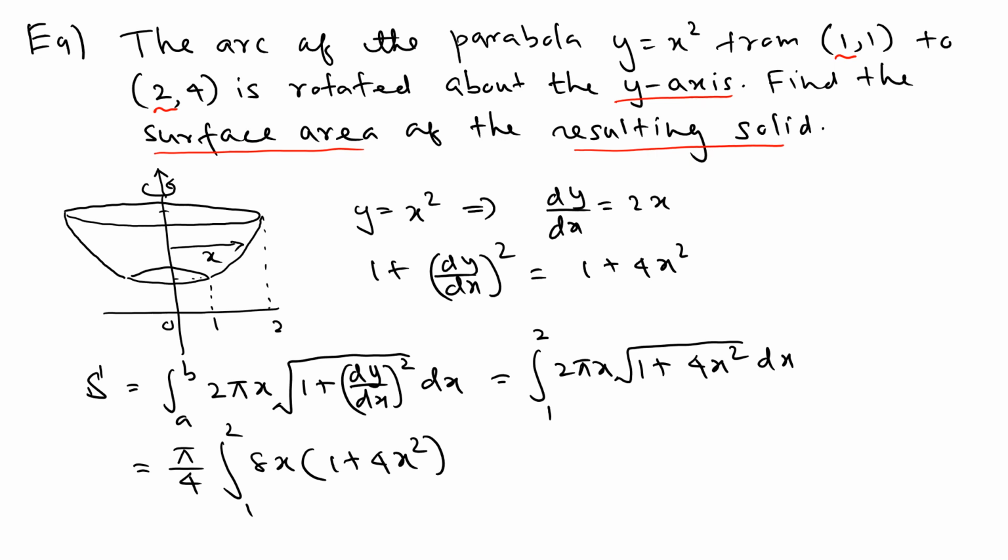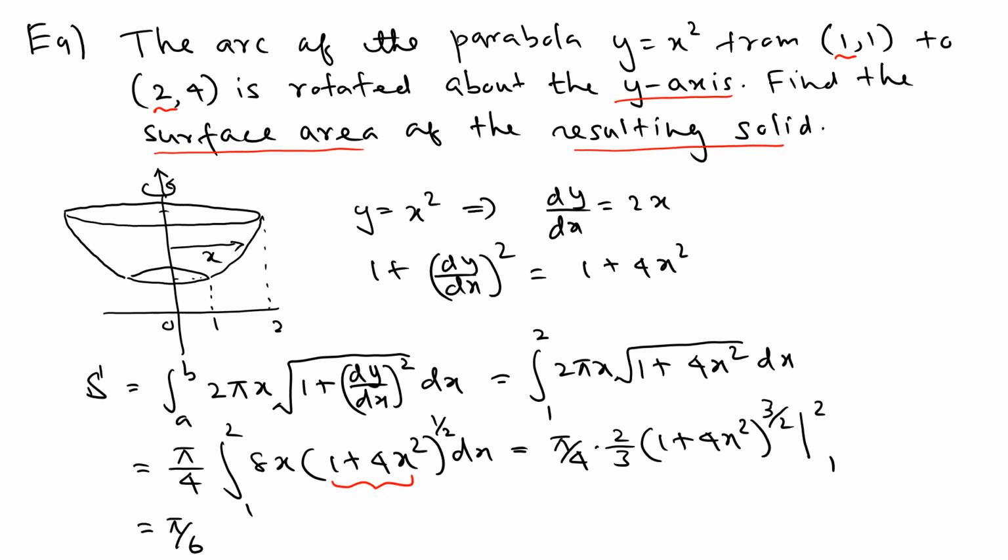You can also use a substitution for this part. You can just pick this one as u, but we can use a formula trick because the derivative is already there. So you can simply treat the inside function as x. That means it's going to be 2/3 times (1 plus 4x squared) to the 3/2, evaluated at 2 and 1. Okay, so if you do that, you're going to get pi over 6.